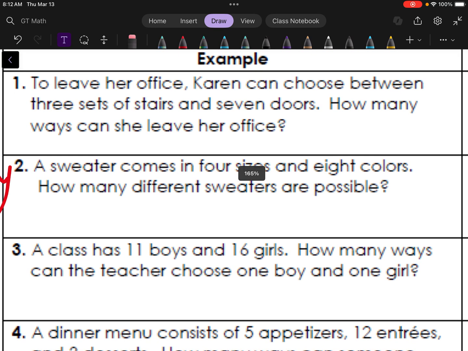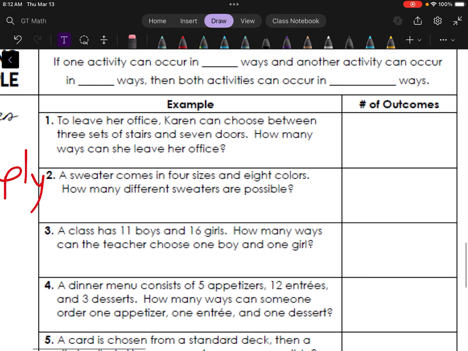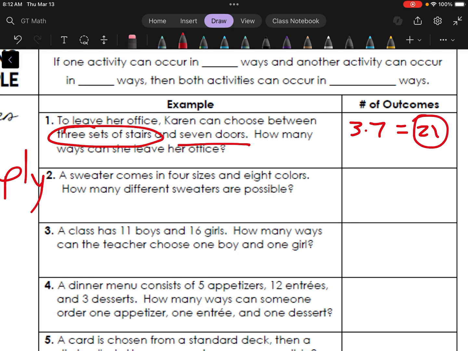So, to leave her office, Karen can choose between 3 sets of stairs. Okay, so we have 3 sets of stairs and 7 doors. Each one is an event. She can pick between 3 sets of stairs. That's one choice. Okay, she can pick between 7 different doors. That's another choice. So event 1 times event 2, she has 21 total outcomes.